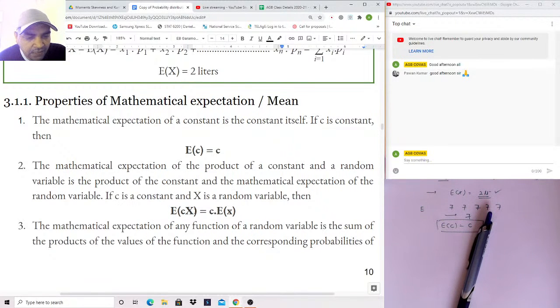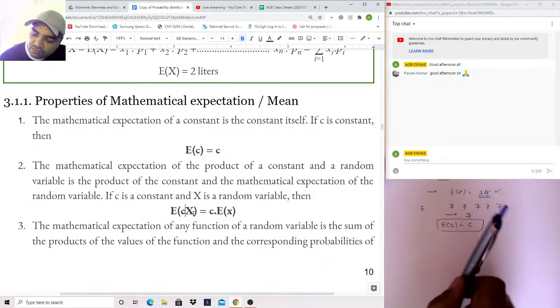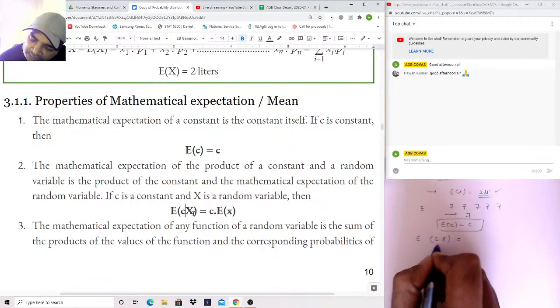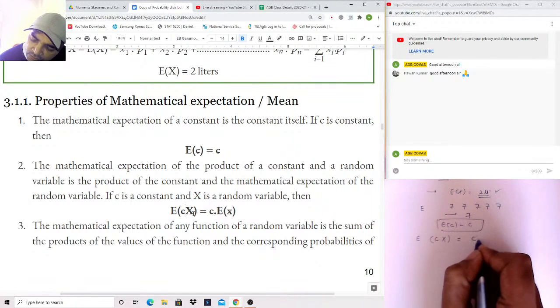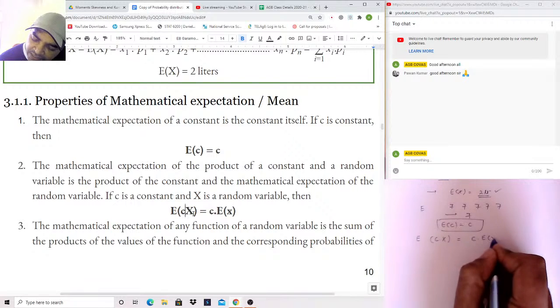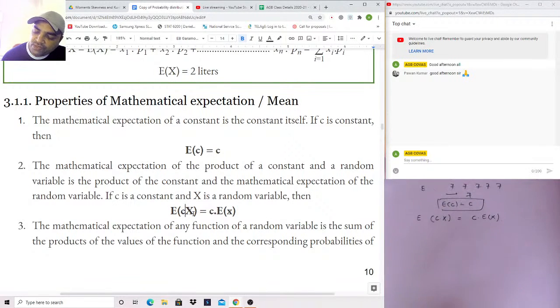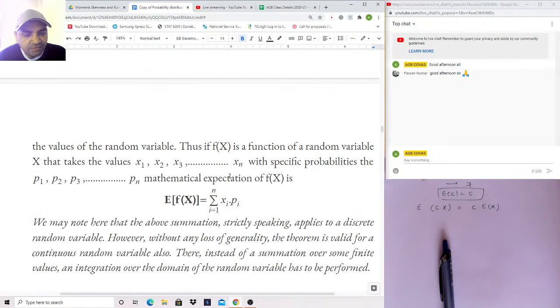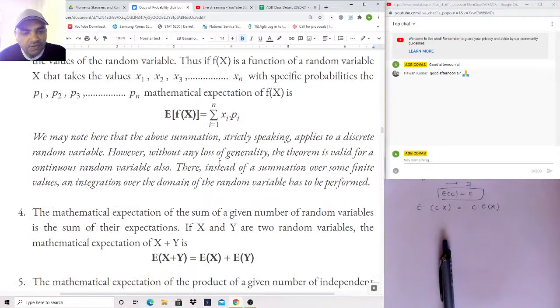If you multiply a random variable with a constant, that is, first you multiply the constant with the random variable and take the expectation, it will be equal to the constant multiplied with the expectation of X. Okay, so this is the second property. The third is the formula we have already seen. And for a continuous variable, we have to go for integration instead of summation.